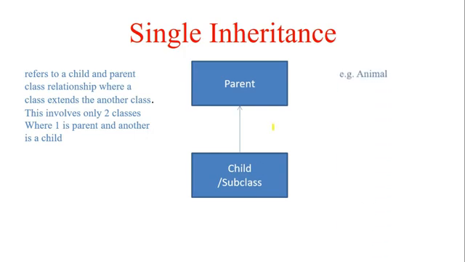So I'll give you an example. For example, animal and dog. Animal is a parent class and dog inherits from the animal class. So what does it inherit? It inherits the methods such as 2 eyes and 4 legs. This is an example of single inheritance, where there is only one parent and one subclass.